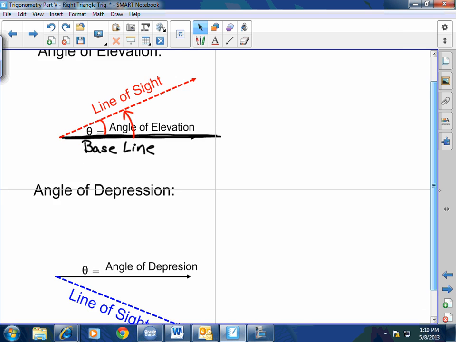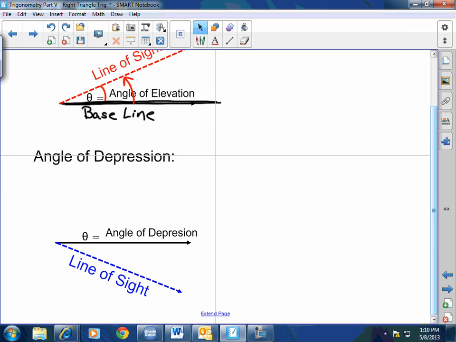Angle of depression. Same thing, my brothers. We have a baseline. The angle of depression is down here, though. Sorry. We have a baseline. Okay? And the baseline is right here. And I want an angle of depression. So I look down. Move your right hand down. That angle formed is an angle of depression.